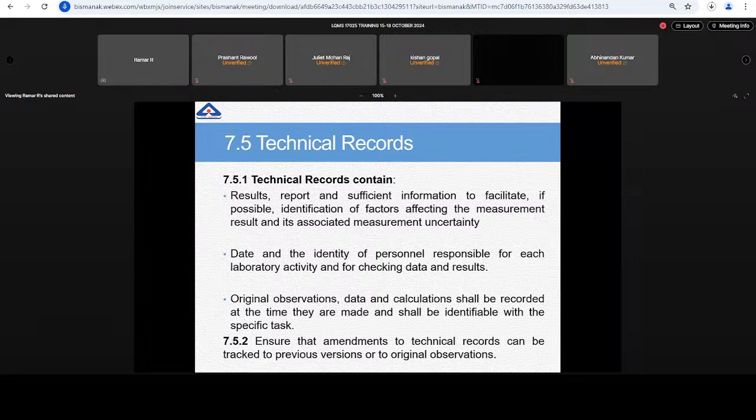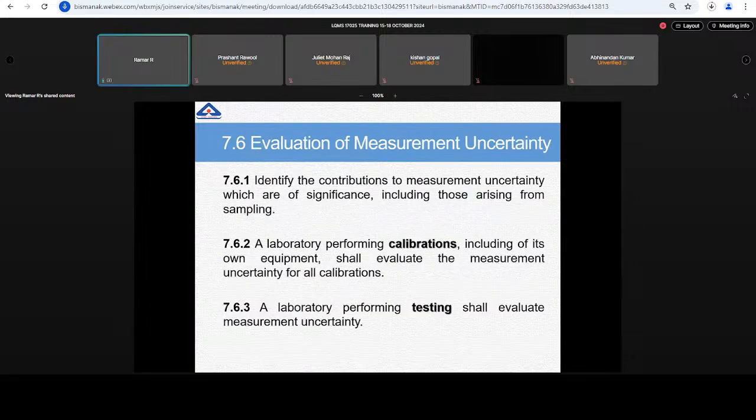So next we can go for clause number 7.6. That is evaluation of measurement uncertainty. I hope people understand uncertainty. So what do you mean by uncertainty? Anyone?